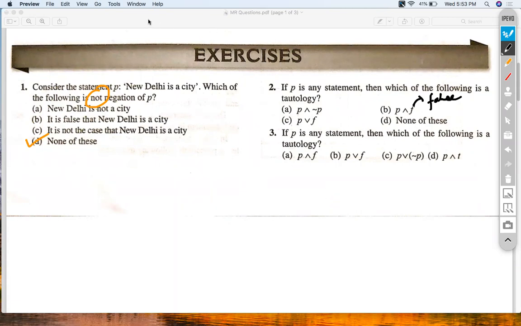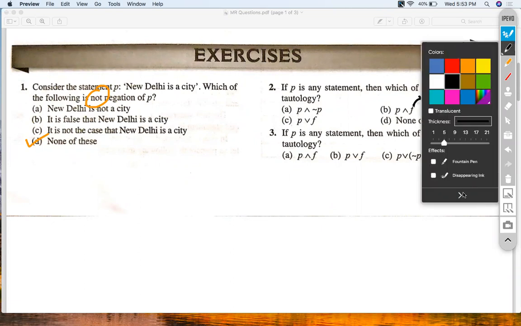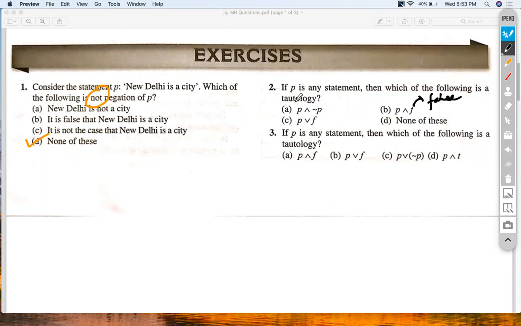C. No, none of these. Is this a tautology? No, right? No, sir. No. Is this a tautology? If F is false, then false or false, which is false. It's not a tautology. If P is false, sorry.